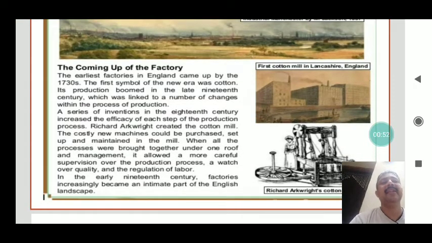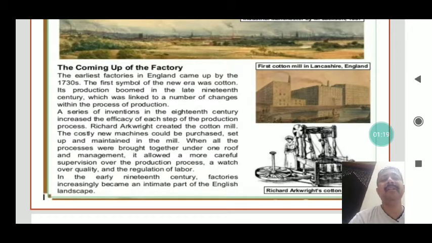We need to understand here that the earliest factories in England came up in the 1730s. The first symbol of the new era was cotton. Its production boomed in the late 19th century, which was linked to a number of changes within the process of industrialization. Cotton was the first item that was given attention, and because of that the process of industrialization began. So when the factories came, they focused first of all on cotton.